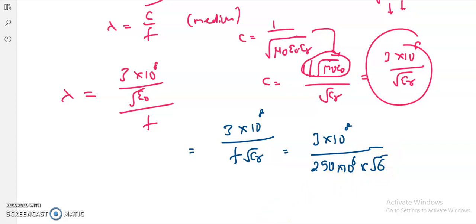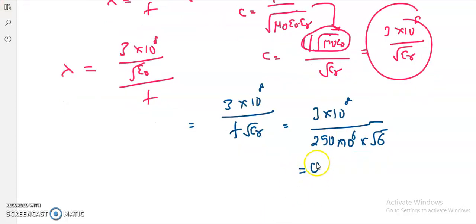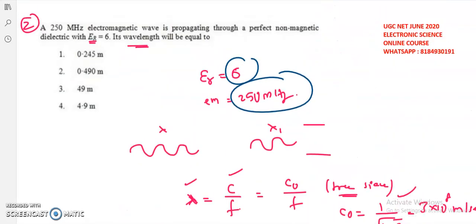So let's calculate this value. It becomes 0.4898 meters. So that is the wavelength I got, 0.4898, which is approximately equal to this one. So here the correct option is the second one.